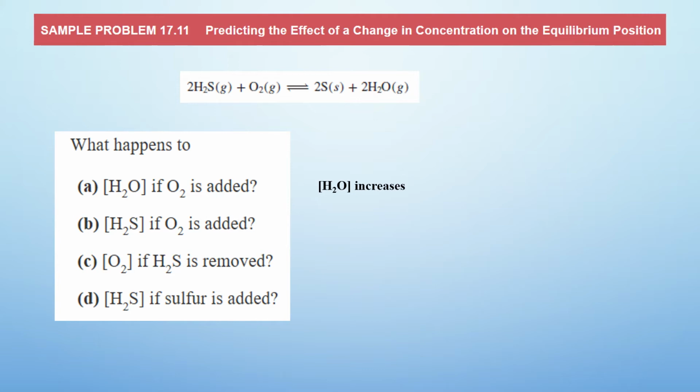For B, it says what happens to the concentration of hydrogen sulfide, one of our reactants, when the oxygen concentration is increased. Similar to the previous one, when we increase the concentration of oxygen, the net reaction will go against it, so it's going to consume oxygen. The oxygen is consumed by reacting with hydrogen sulfide. So when you consume oxygen, hydrogen sulfide is also being consumed, so its concentration is going to decrease.